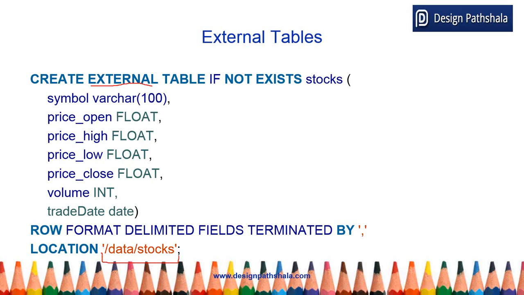And I am also saying row format delimited, fields separated by comma. So I know this is a comma separated file lying in this directory, and I'm creating a table on top of that. So let's look into this, create this and see. Give me a minute, let me show you the file, and then we'll create it. So I'll quickly switch over to the Hue console.